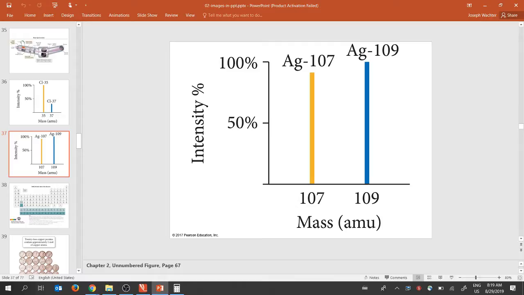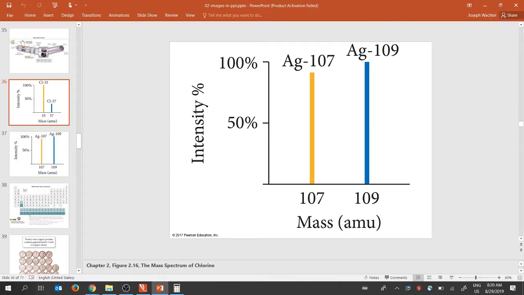Let's say you just put pure silver into it. We talked about the two different isotopes of silver, so you'd have two different peaks for silver, one right about 107, one right about 109. And the relative height of the peaks is proportional to their abundance.